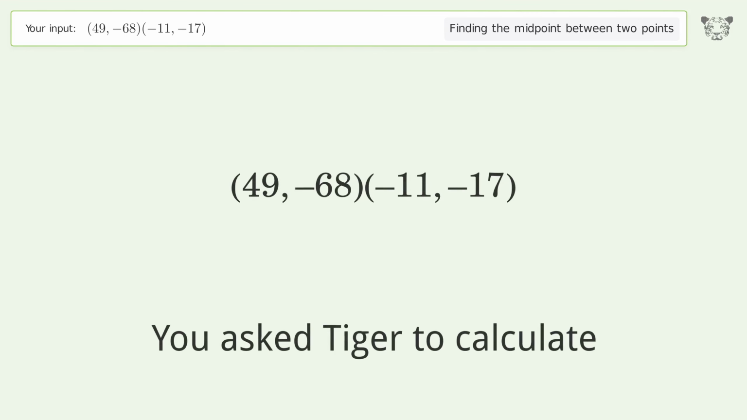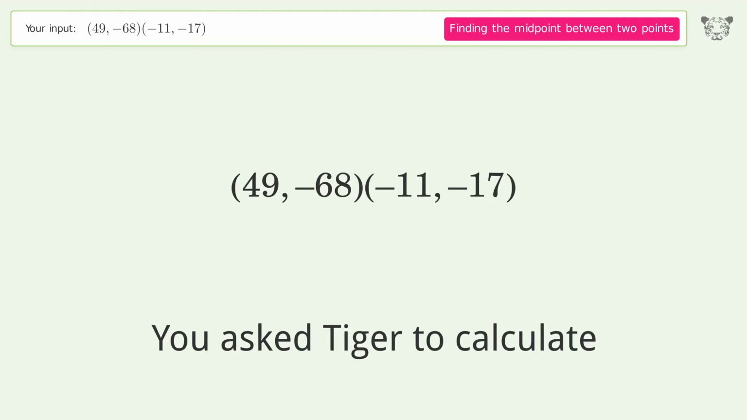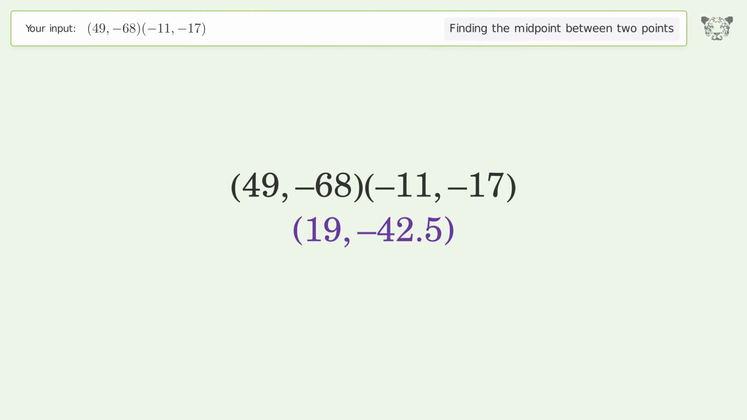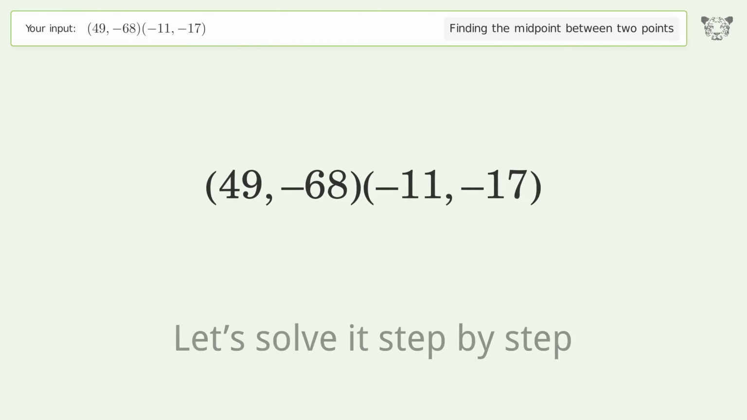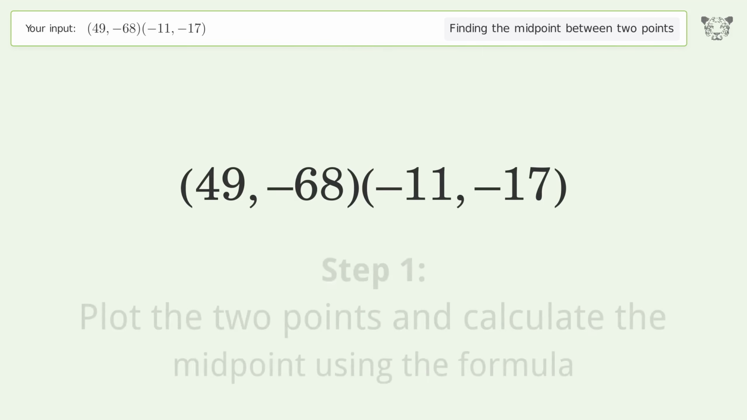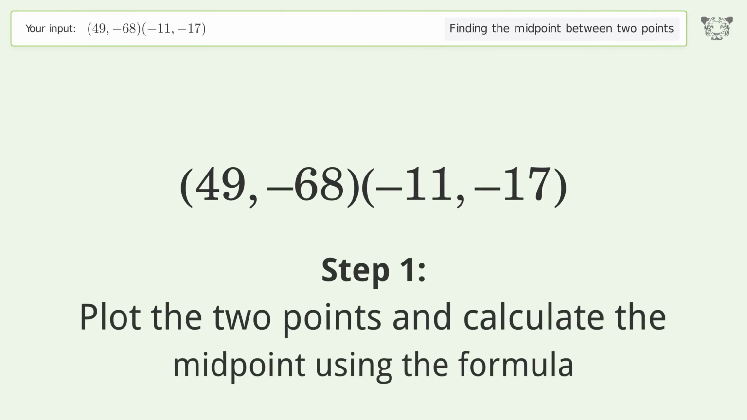You ask Tiger to calculate. This deals with finding the midpoint between 2 points. The midpoint between the 2 points is 19, negative 42.5. Let's solve it step by step. Plot the 2 points and calculate the midpoint using the formula.